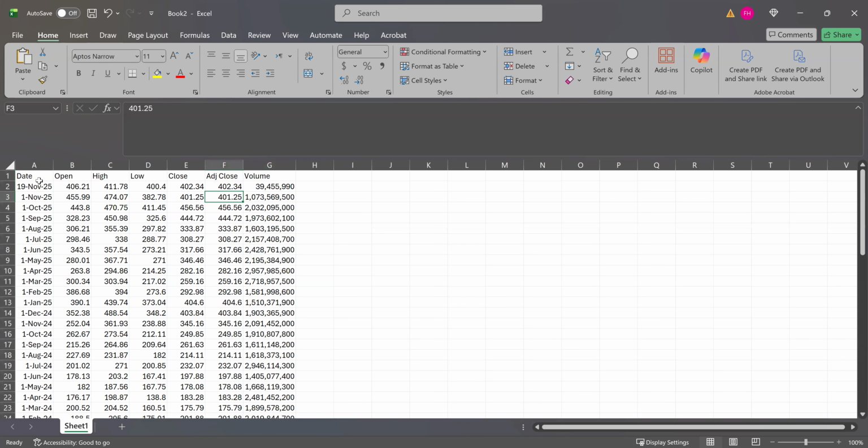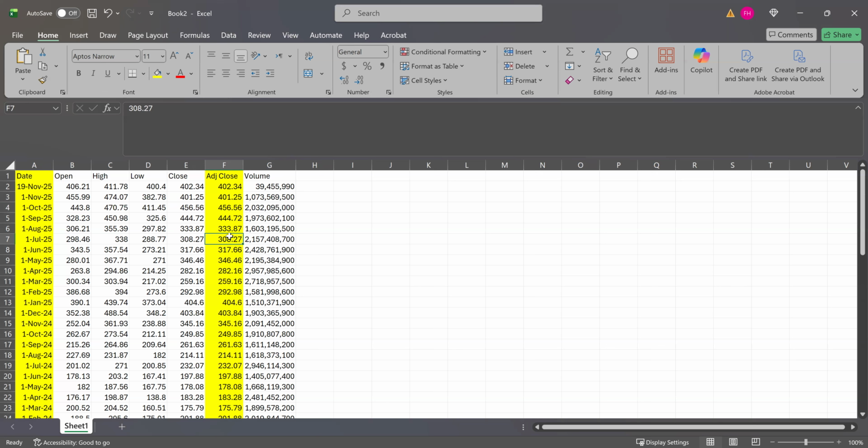What I need from this data is only the date and the adjusted close. The difference between the close and the adjusted close, you're gonna see here that for most of the time, I have exactly the same value. So 402.34, 402.34, 401.25, 401.25. The adjusted close adjusts the stock price for paid dividends and for stock splits or reverse stock splits.